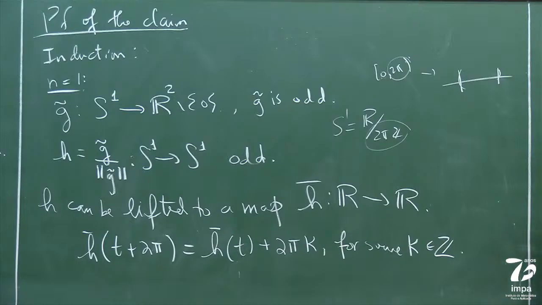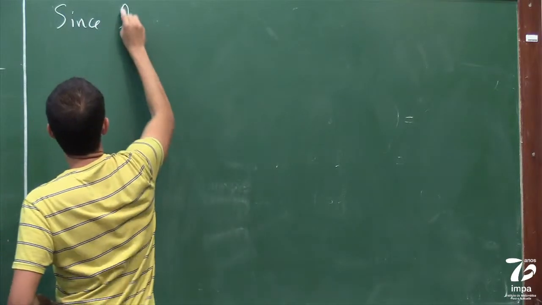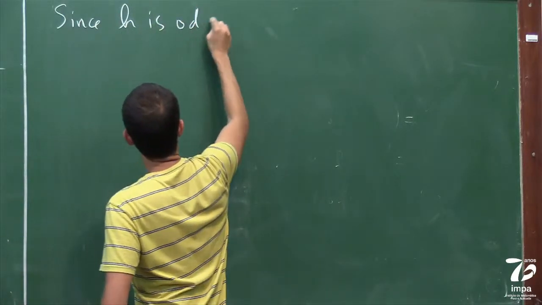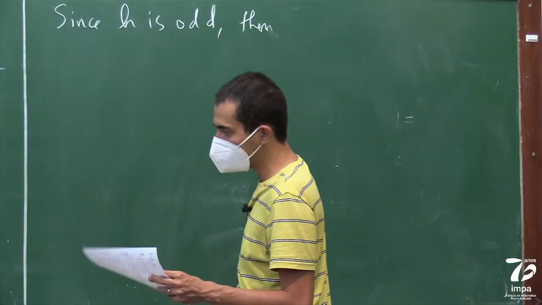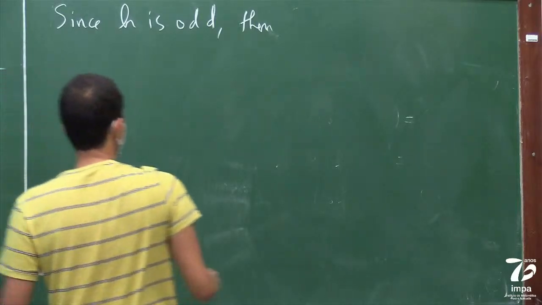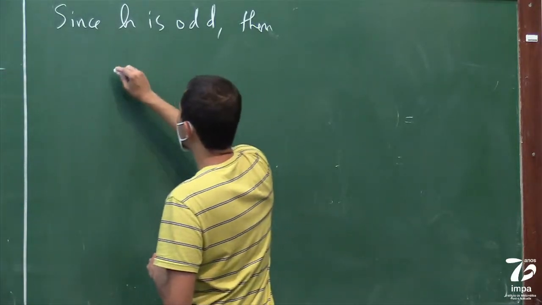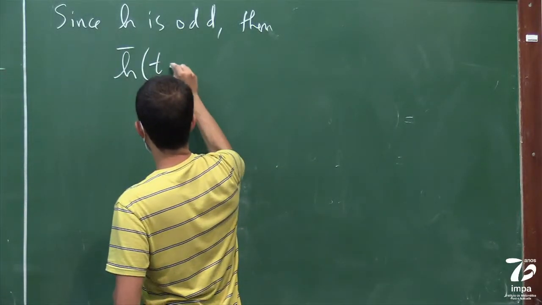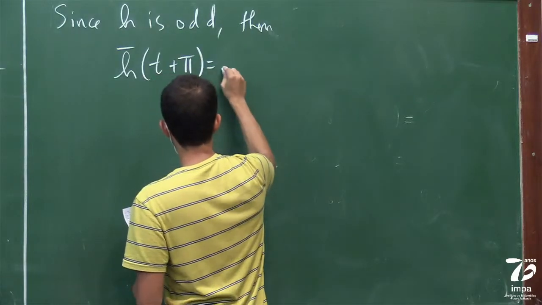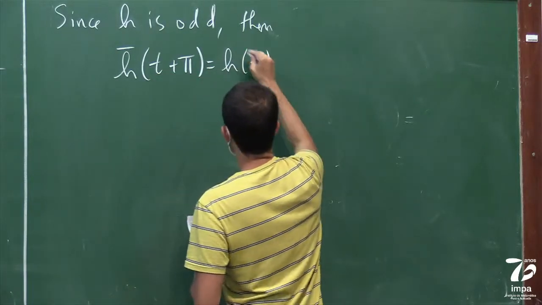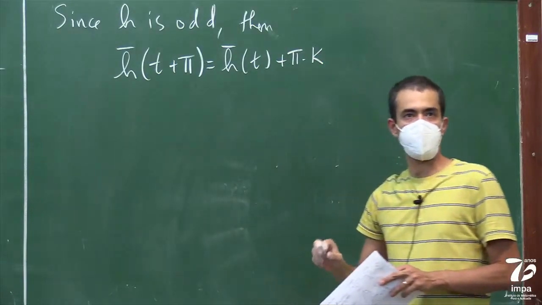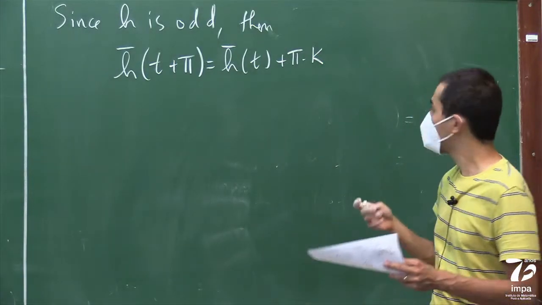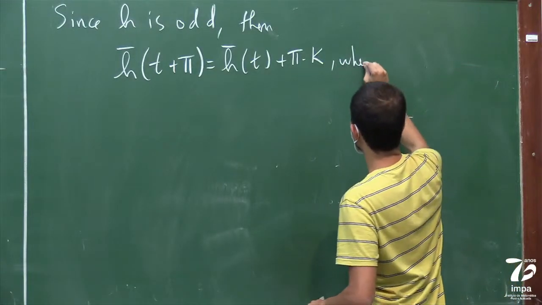But now, since h is odd, we actually have the property that when you add pi, h of t plus pi, you actually have to get h bar of t plus pi times k. So it's odd, where k is an odd number.